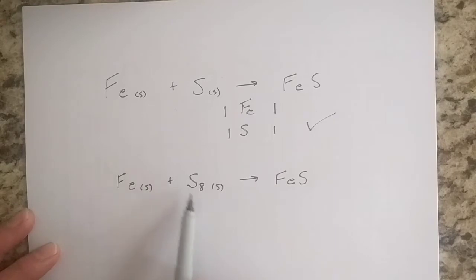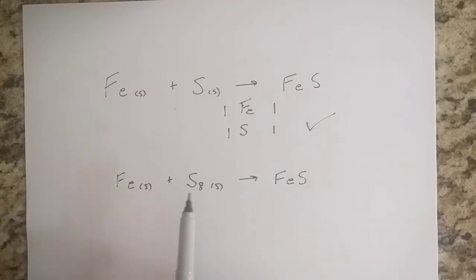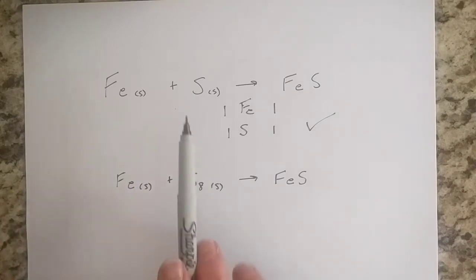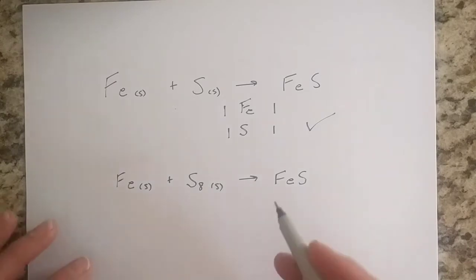So sulfur exists as a ring of 8 sulfur atoms all bonded together. Sometimes in equations, sulfur is represented with just the S, and sometimes it is represented as S8. It doesn't matter, we're just going to go ahead and balance as normal.